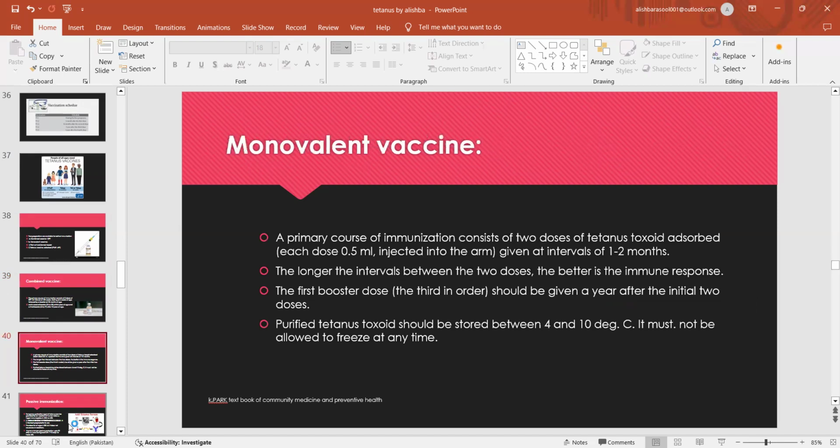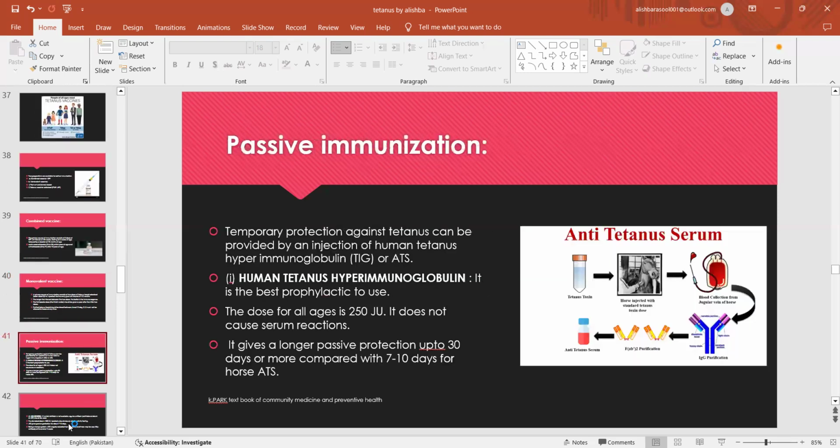Monovalent vaccine. A primary course of immunization consists of 2 doses of tetanus toxoid adsorbed, each dose 0.5 ml injected into the arm, given at intervals of 1 to 2 months. The longer the interval between the 2 doses, the better the immune response. The first booster dose should be given a year after the initial 2 doses. Purified tetanus toxoid should be stored between 4 to 10 degrees Celsius. It must not be allowed to freeze at any time.